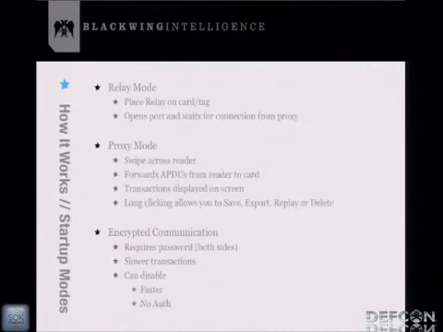All right, startup mode. When you start up NFC proxy for the first time, it'll ask you which mode you want to be in. You can choose either relay mode or proxy mode. In relay mode, again, you place the phone next to a credit card, and that phone opens up a network socket and waits for a connection from the proxy. With the proxy phone, you swipe it across a reader, and it forwards all the APDUs from the reader to the relay phone. All of those APDUs are displayed on the screen of the proxy mode phone. If you long click on those transactions, you can export, save, replay, and delete them.